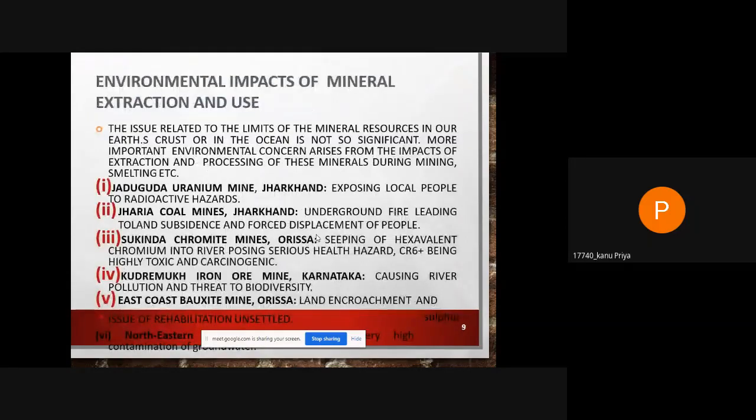Environmental impact of mineral extraction and use. The issue related to the limits of the mineral resources in our earth crust and in our oceans is not so significant. The most important environmental concern arises from the impact of extraction and processing of these minerals during mining, etc. So these are examples of extraction, mining of minerals.